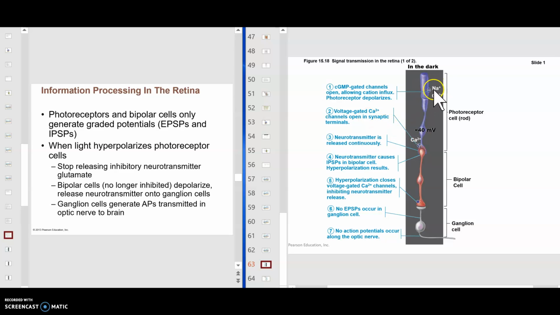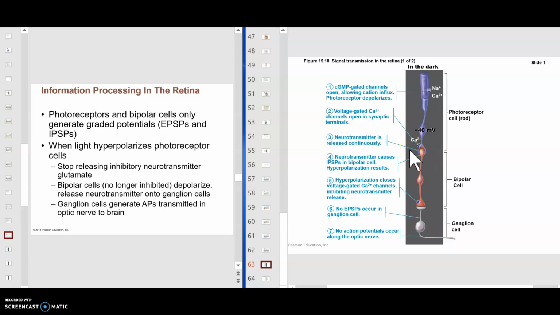Okay, so what happens is when the cyclic GMP is there, sodium and calcium can enter, keeping this at -40 millivolts. What that allows then is the release here onto the bipolar cell that allows opening of calcium gates. The calcium comes in, and the calcium that comes in causes the release of glutamate.